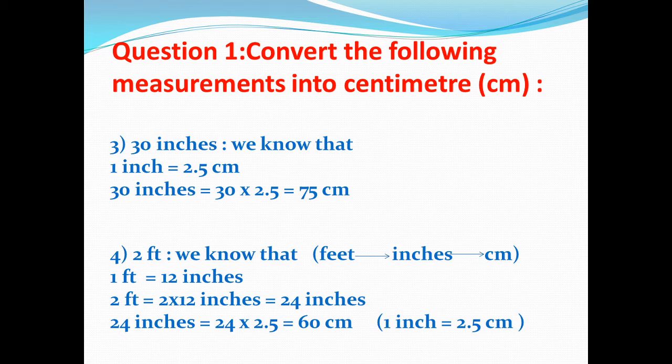So in this numerical, first of all we will convert feet into inches, then inches into centimeter. Feet will be converted into inches by using the relation 1 feet is equal to 12 inches, and inch will be converted into centimeter. 1 inch is equal to 2.5 centimeter.